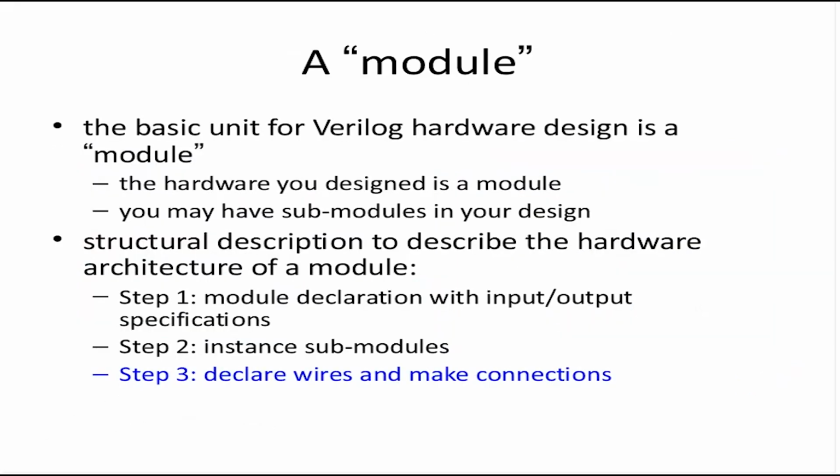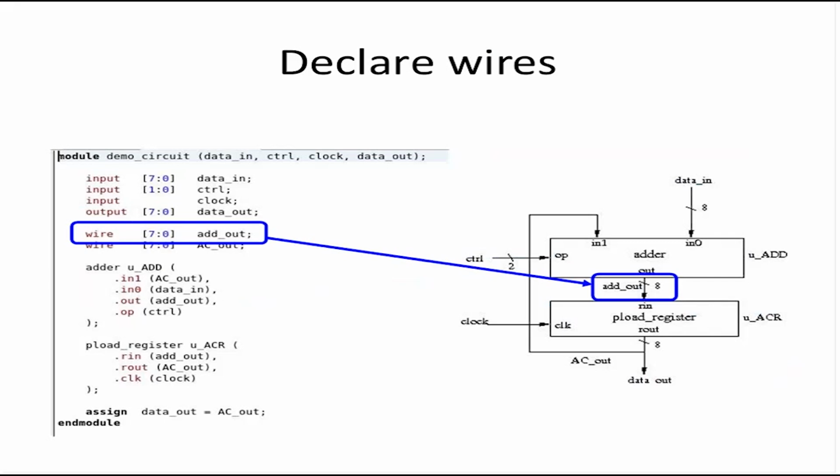Now we see how wires are used. So add out here is a wire that is used to make a connection between out of this and in of this. So this is where add out gets used. It connects from this to this.